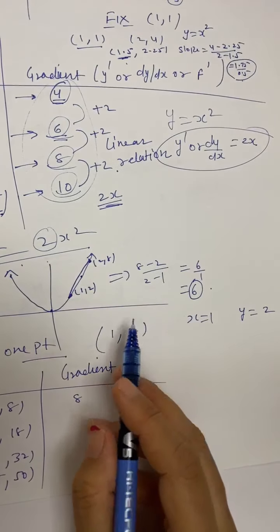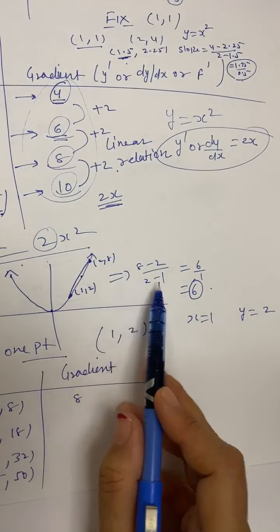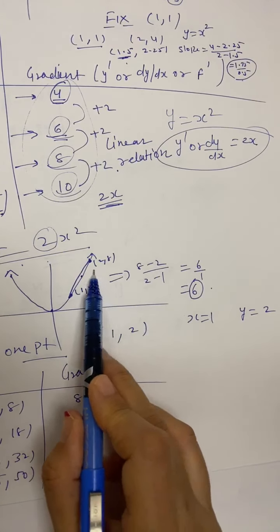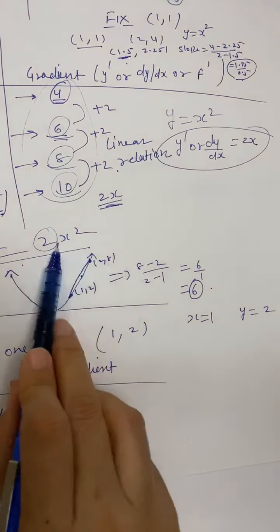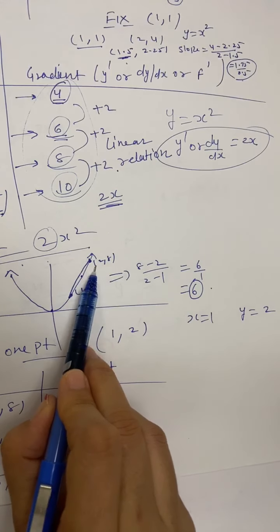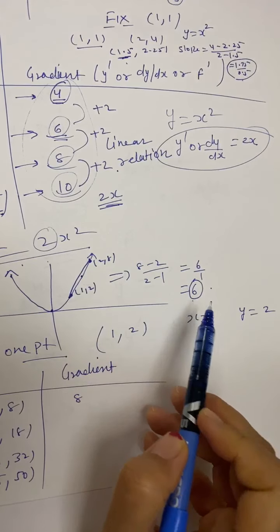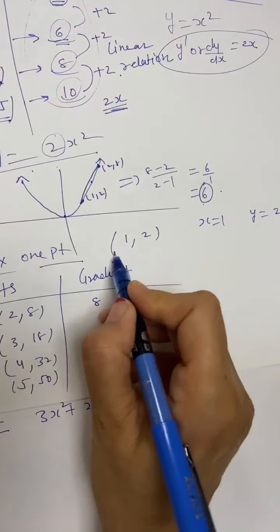What's happening here is, when you have 1 comma 2 and 2 comma 8, because when x is 1 your y coordinate is 2, when x is 2 y coordinate is 8, then the slope is 6 in this case. And now we do the same thing. Now we are going to fix 1 2.